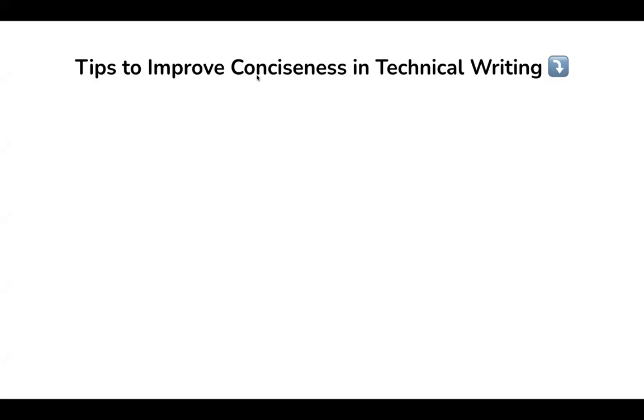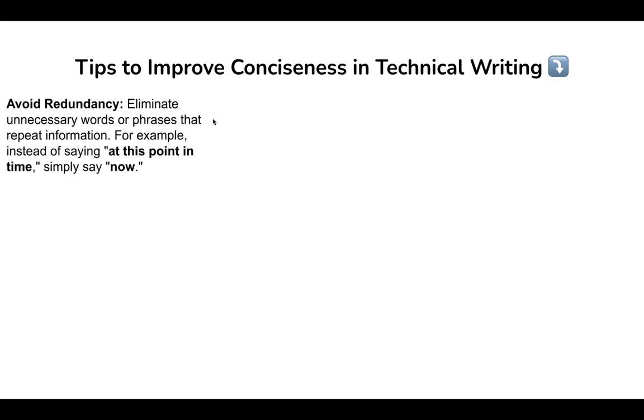Okay, so moving on, tips to improve conciseness in technical writing. Avoid redundancy. That's the first one. So eliminate words or phrases that repeat information. For example, instead of saying "at this point in time," just say "now." Right? So that is a lot shorter, simpler, and way easier to understand.